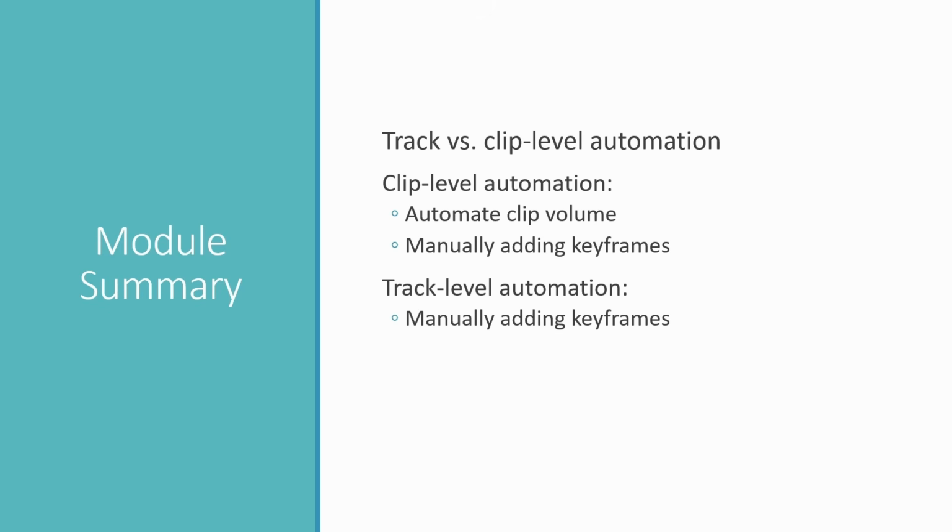Next, we looked at track level automation. And once again, we saw how we can manually add keyframes, including using the pencil tool. But a really powerful way is to actually record automation in real time. And we saw loads of different options that we can use to control that.